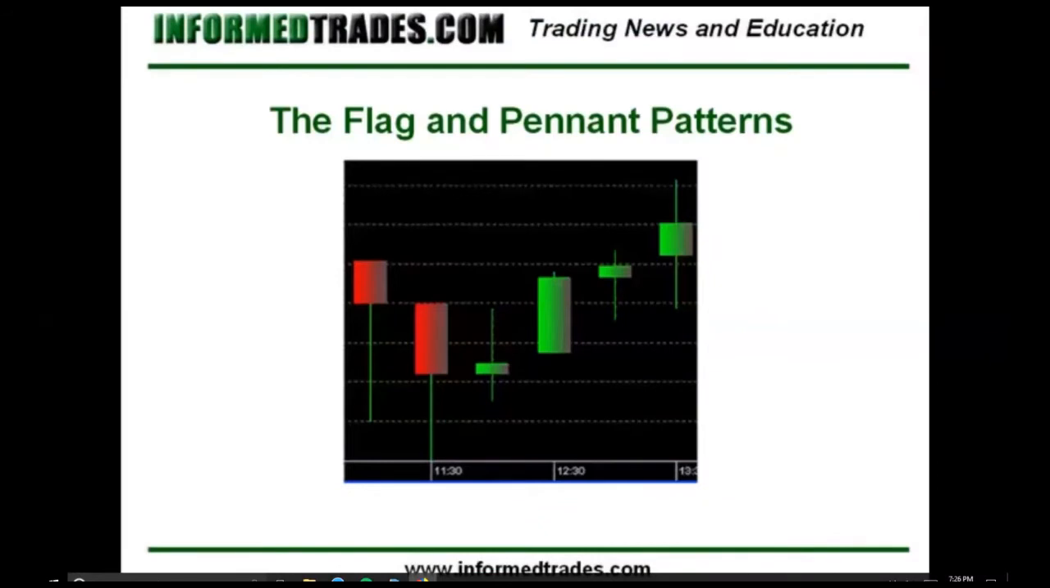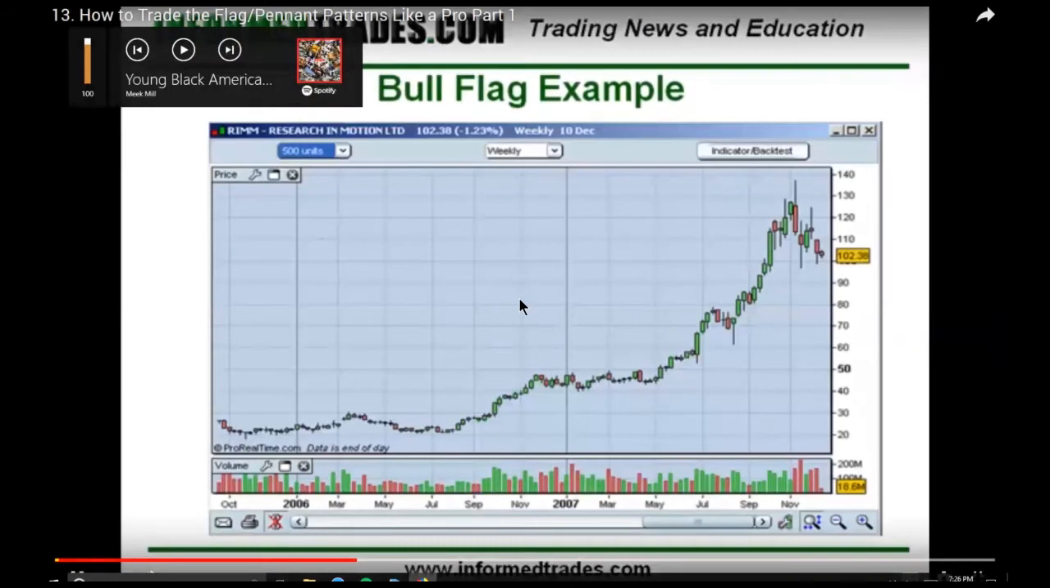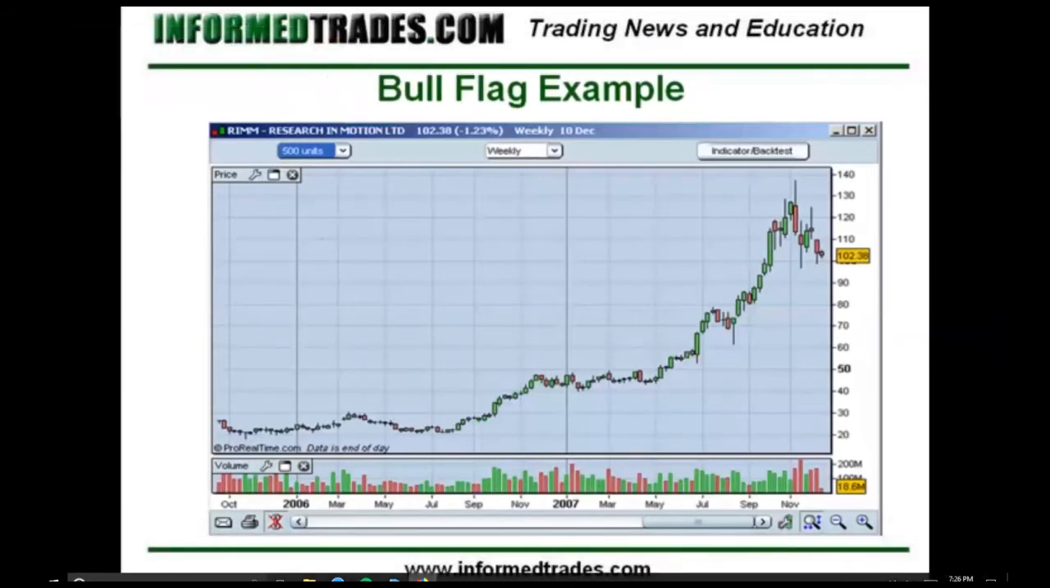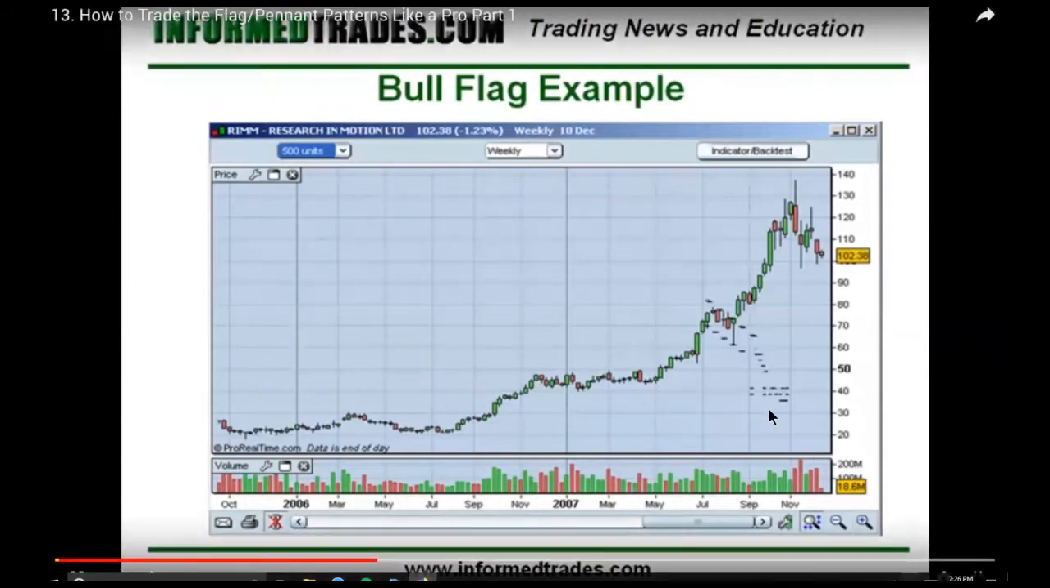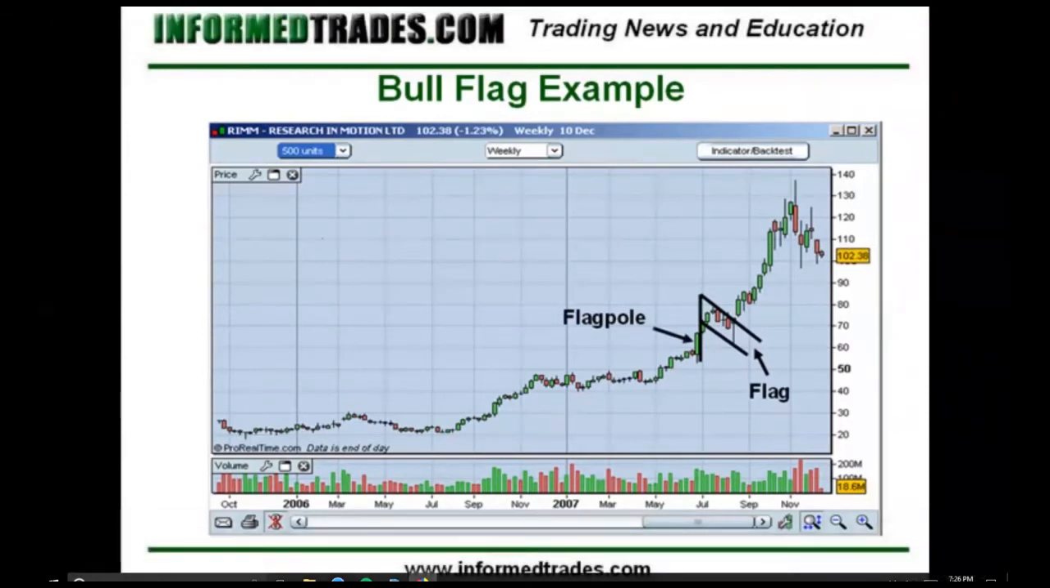He got some game. So let's look at a couple of examples here. Okay, so we have a chart of Research In Motion here, and towards the right-hand side of the chart, you can see a little jump in the market. And then the consolidation, which we can encompass with two parallel lines. So that forms our flag portion of the pattern. This is the flag. And then the flagpole is represented by the up move in the market. Okay, so you can see the flagpole and the flag there.